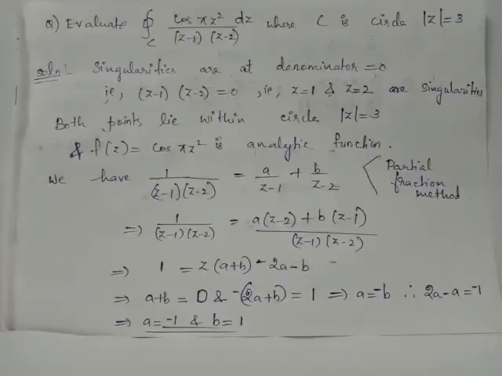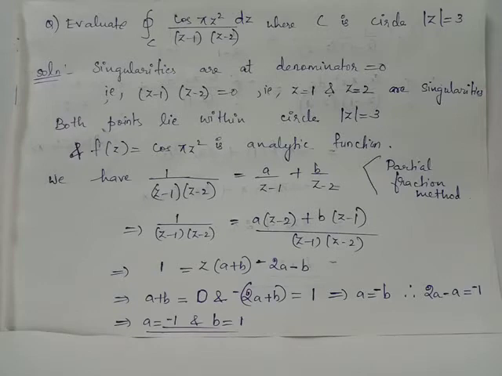Evaluate the integral over C of cos(πz²) dz upon (z − 1)(z − 2), where C is the circle |z| = 3. To get the singularities of the given function, we have to equate the denominator to 0. Singularities are those points at which the function fails to be analytic.